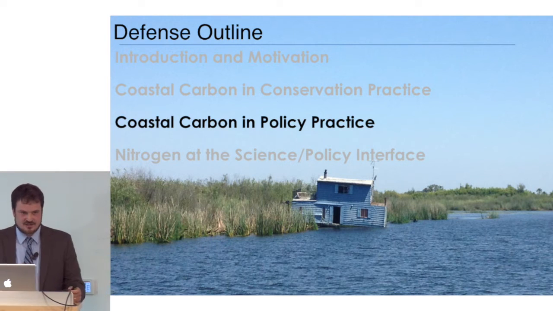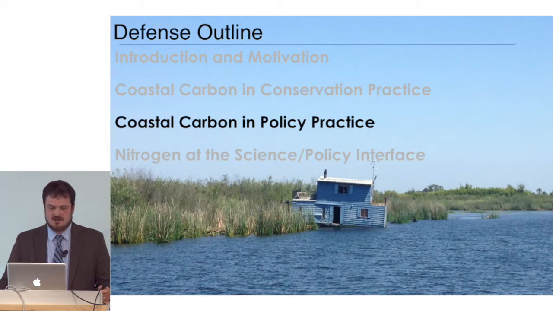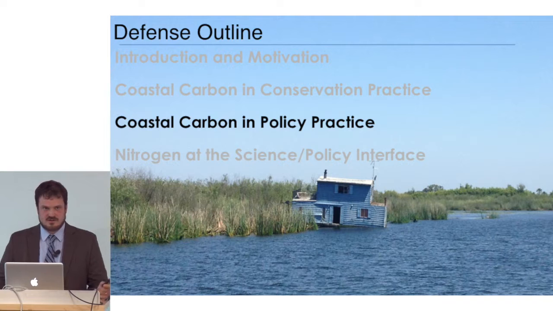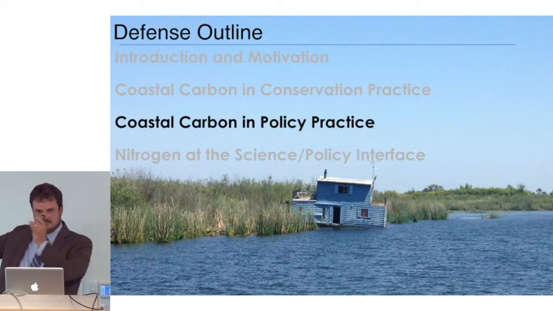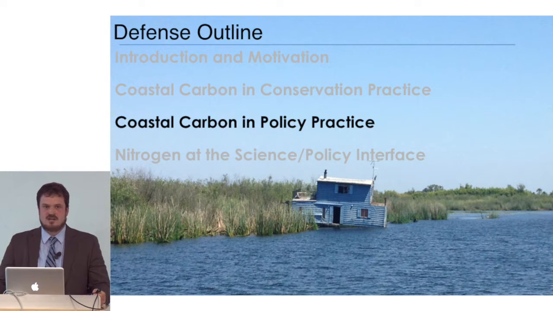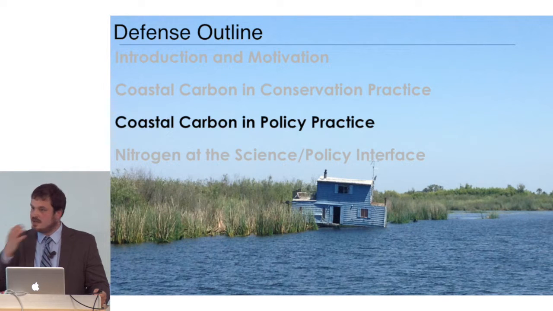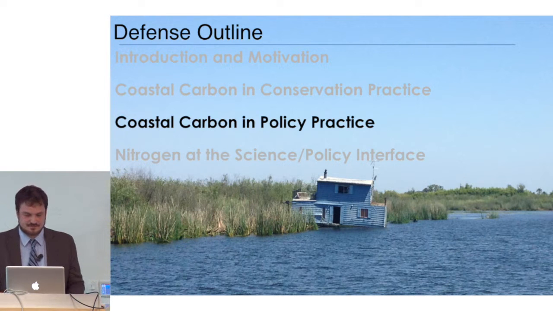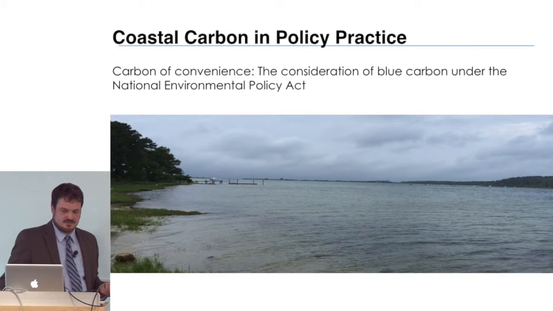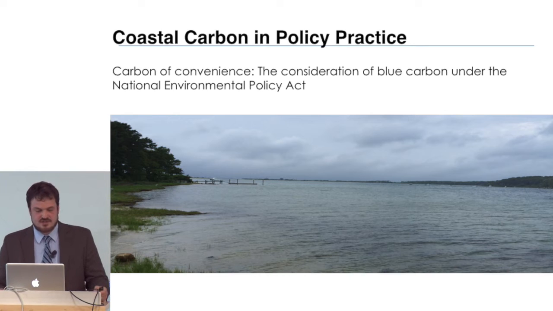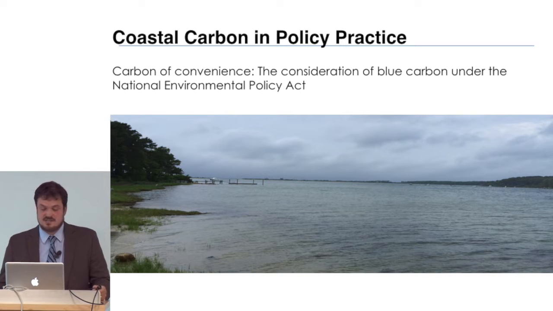So I'm going to transition now to talking about my next story, my next chapter. And we're going to stick with blue carbon. Okay, everybody with me? The carbon stored in coastal ecosystems. But now we're going to talk about an informal policy practice in a formal governance context, not the context of these nonprofit coastal conservation organizations. So the next chapter is titled Carbon of Convenience, the Consideration of Blue Carbon under the National Environmental Policy Act. And I'll tell you in a minute what the National Environmental Policy Act is and why it's relevant here.